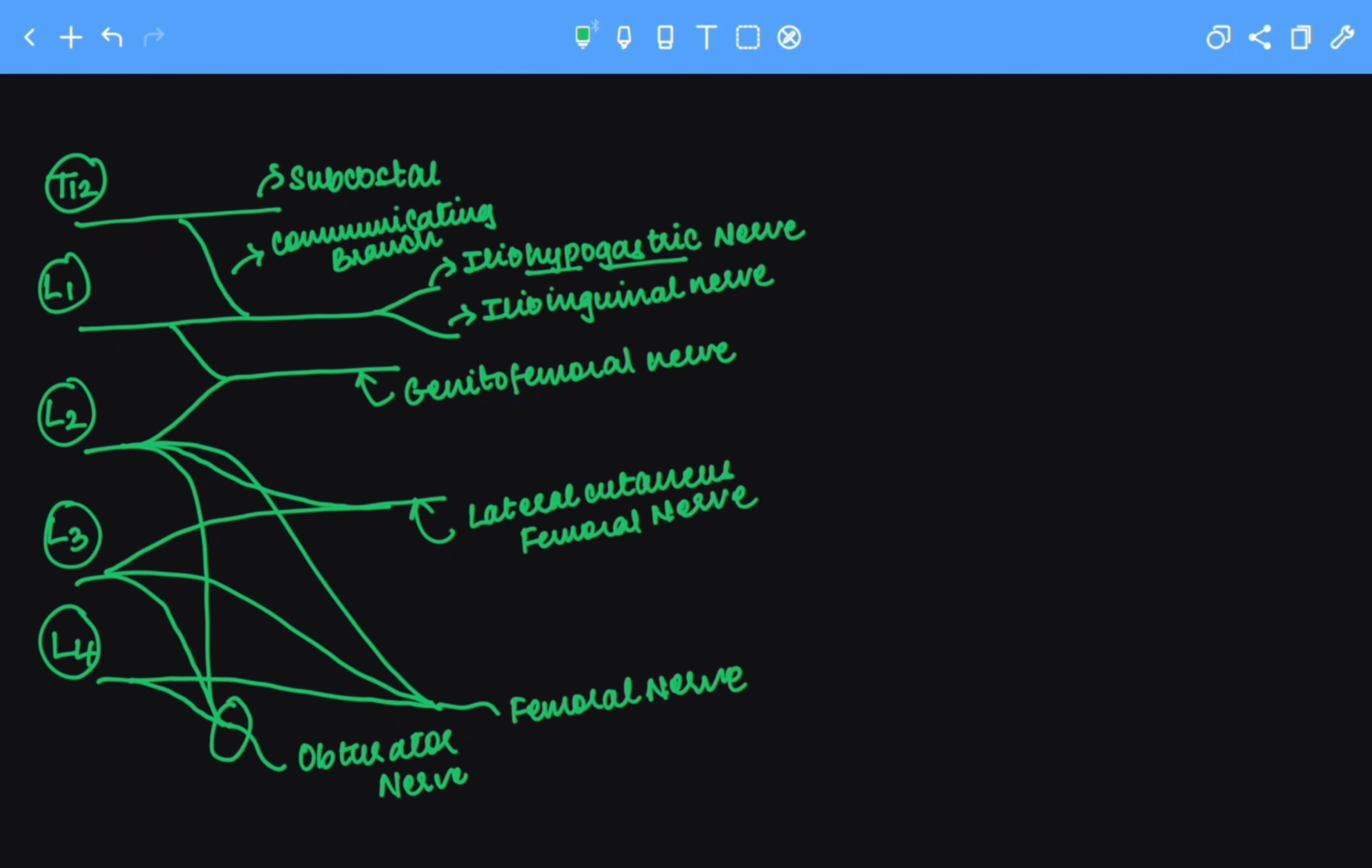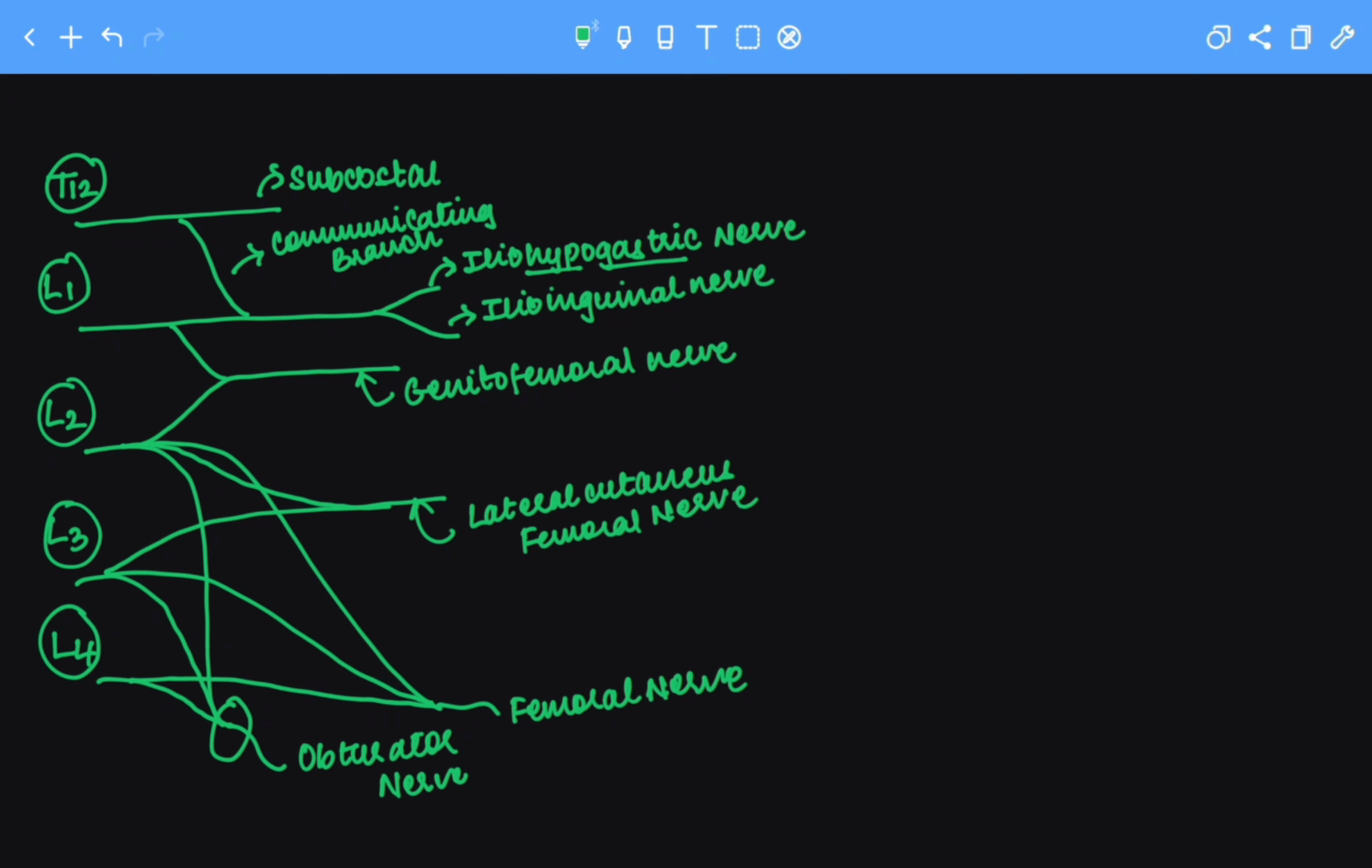Now that we've reached the inguinal region, the next part we have 2 regions. If you move medially from the inguinal region, you'll reach the genital region, whereas if you move laterally, you'll reach the femoral region. So here we have the genitofemoral nerve. After reaching the inguinal region, if we move medially, we reach the genital region, and if we move laterally, we'll reach the thigh or the femoral region. Hence, it's the genitofemoral nerve.